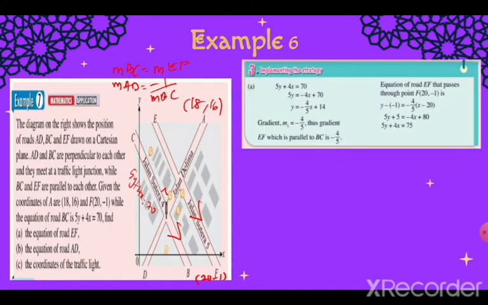Implementing the strategy. Before, we said that we need to find the gradient of BC, which is M1. So from the equation of BC, we can get the gradient of BC by forming it into gradient form, y equals mx plus c. So we need to change it into y equals mx plus c. So we have y equals negative 4 over 5 x plus 14. So we said that gradient 1, or gradient BC, is negative 4 over 5.